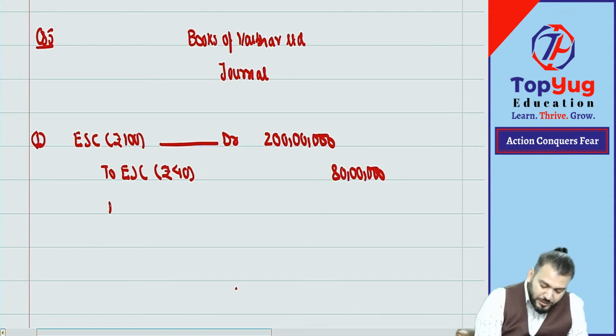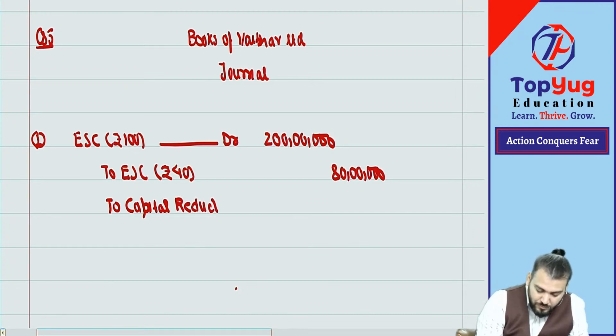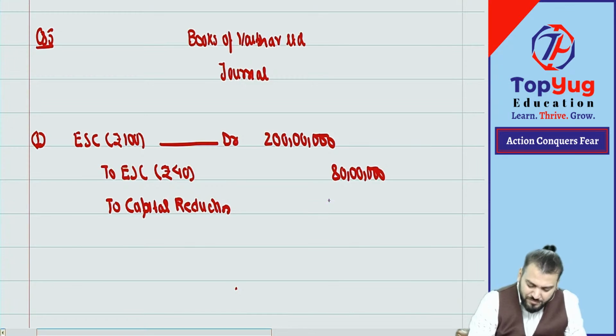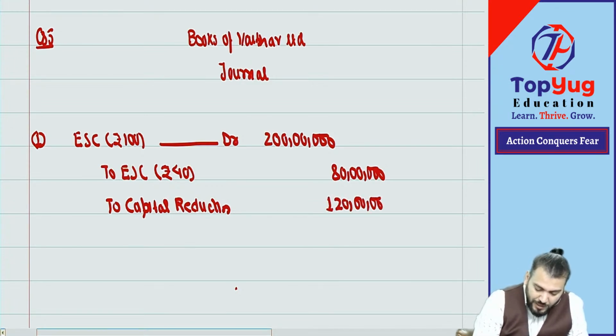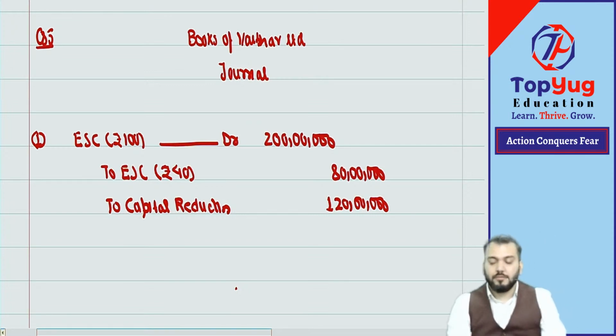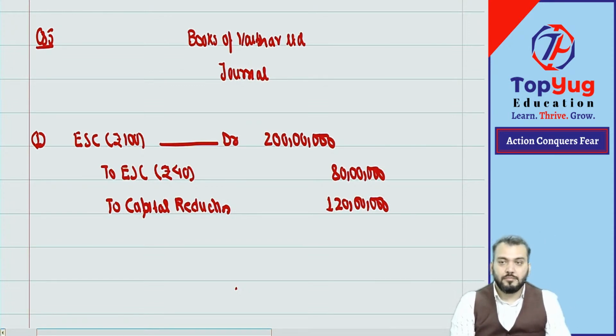The balance will be transferred to which account? Now if I am not writing the narration, the narration will be your homework. That is 1 crore 20 lakh. Super. Correct. Are you understanding? A little bit only. Okay.